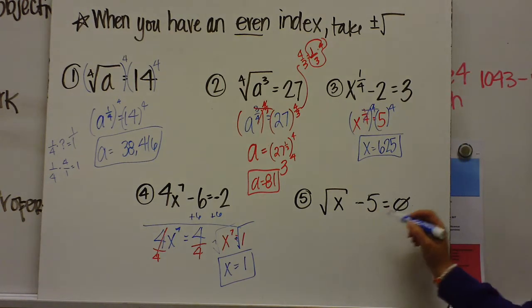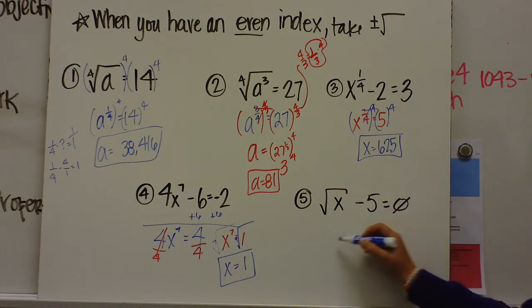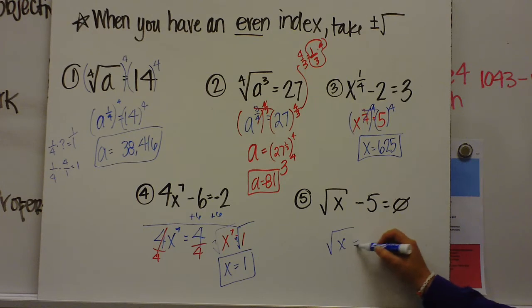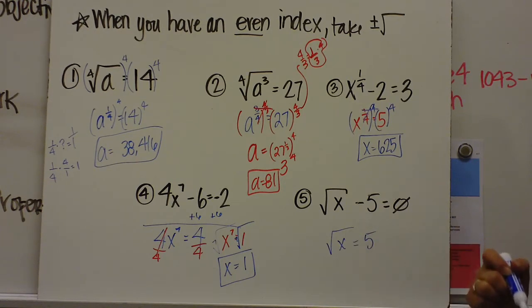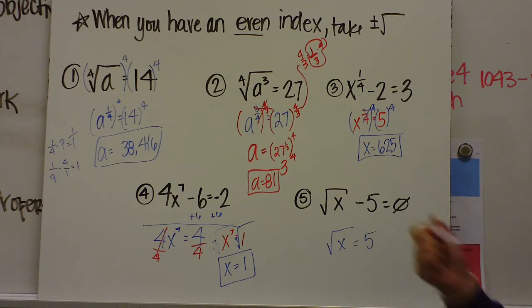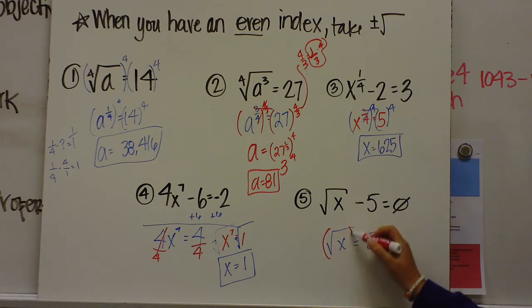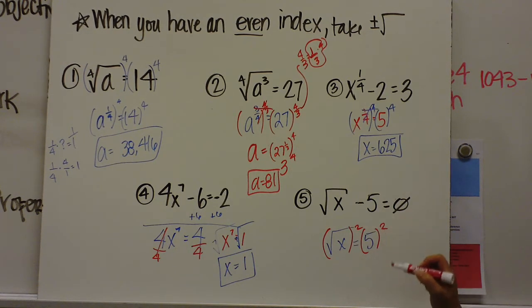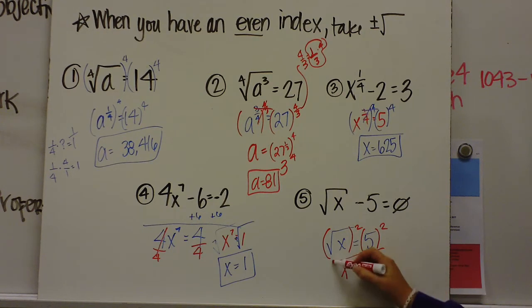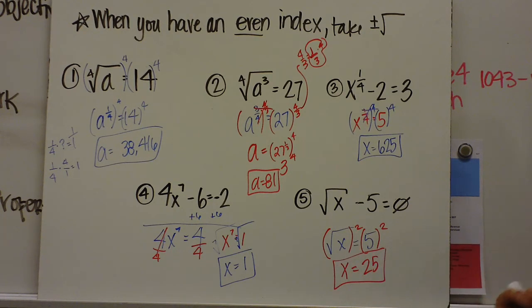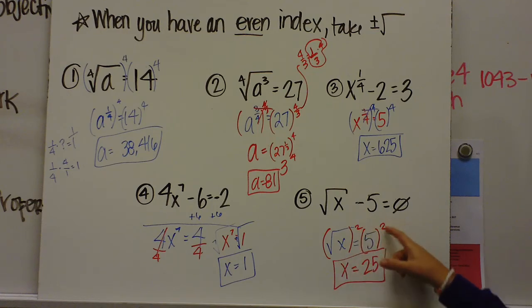All right, example number 5. You need to add 5 to both sides. So the square root of x equals 5. To undo a square root, you would have to square both sides. And x equals 25. So the square root of 25 is 5.